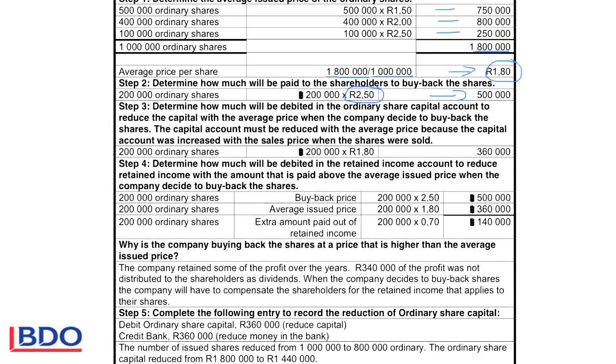So I will say that the total amount that must be paid is 200,000 times R2.50. That gives me 500,000 rand that I must pay. If I take the average price, R1.80, multiplied by 200,000, it gives me 360,000. And if I deduct that, it tells me that I have to take 140,000 out of the retained income.